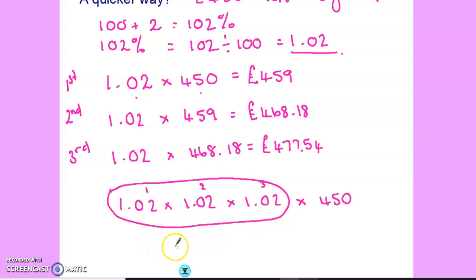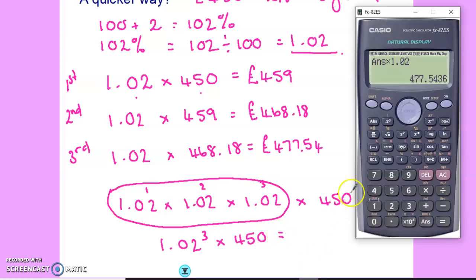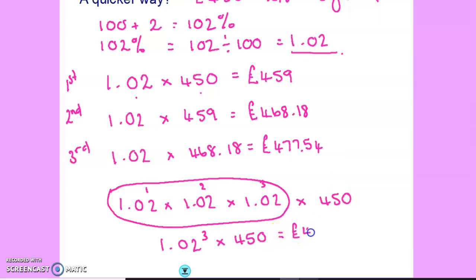Because I'm timesing by the same thing each time, we can write it to a power. So I can write that as 1.02 to the power of 3 times 450. And that gives us a really quick way of doing it. 1.02 to the power of, on my calculator, is that button there. If you can't find it on your calculator, let me know. Times 450, and we get straight to our answer of £477.54.